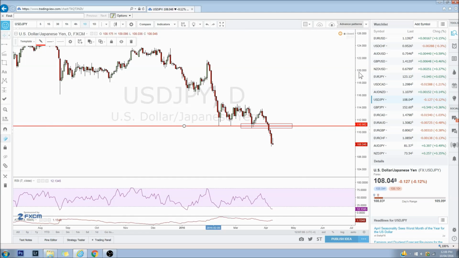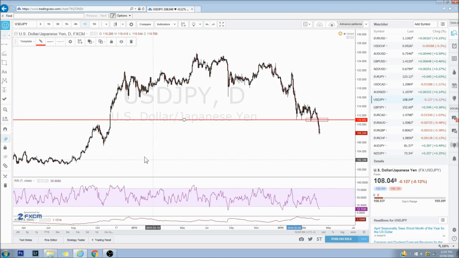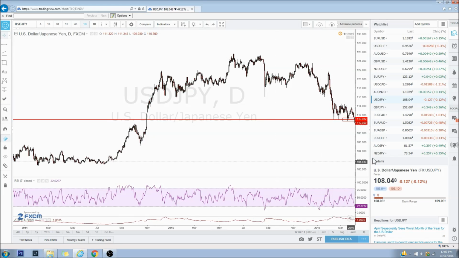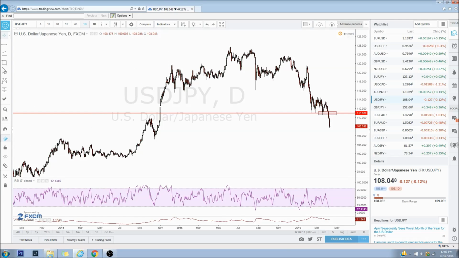And if we zoom back on the daily, we can look for opportunities. Next support and resistance areas here.